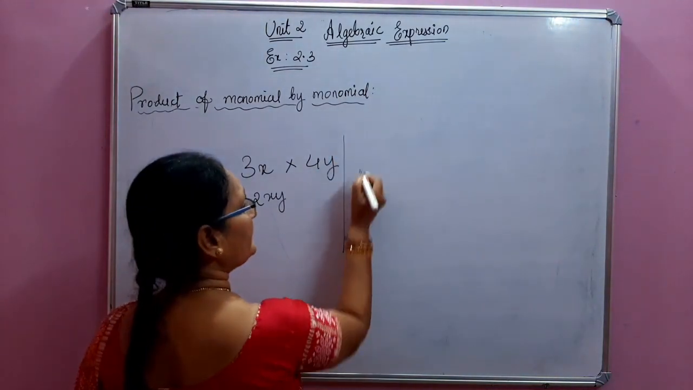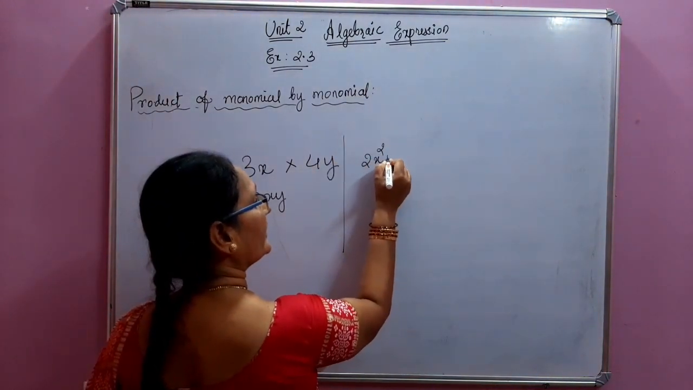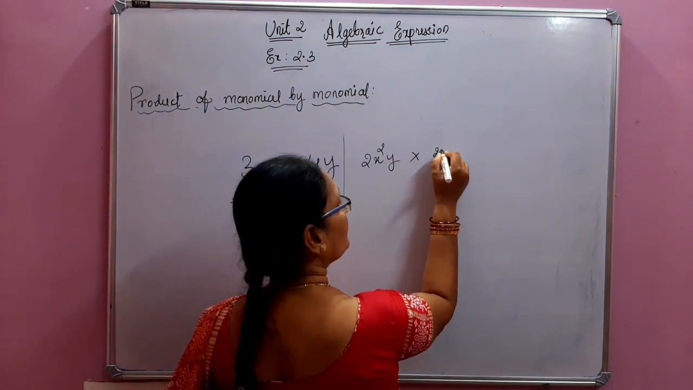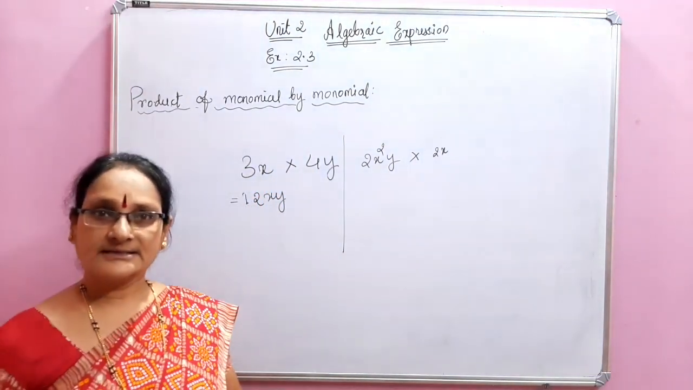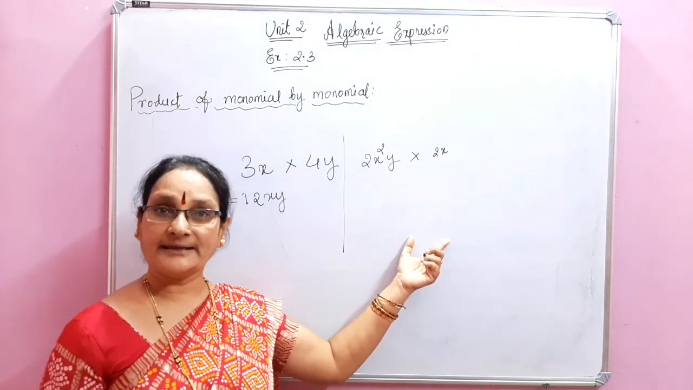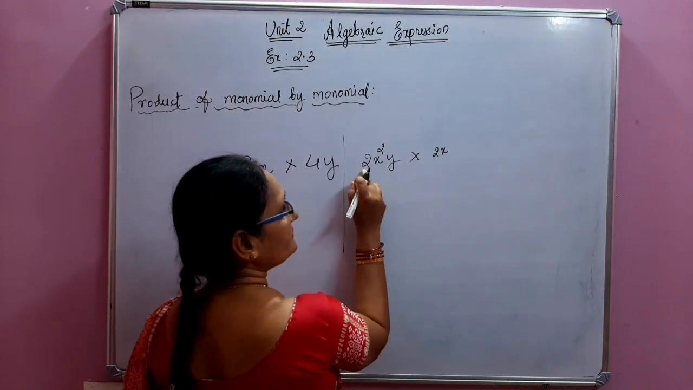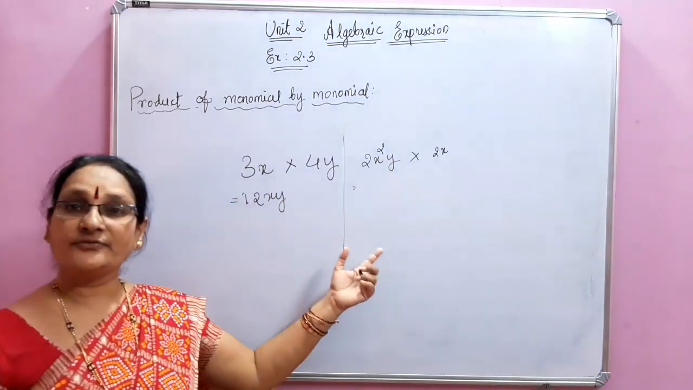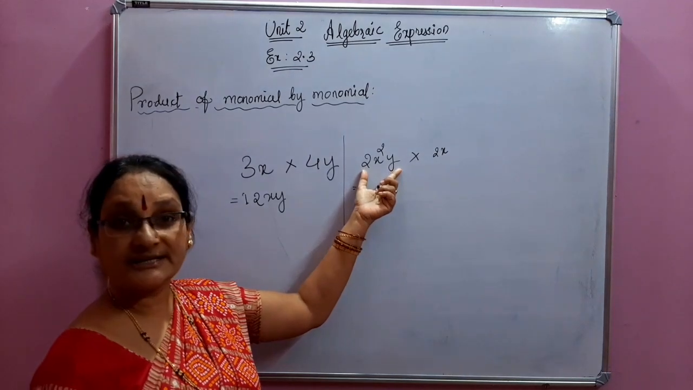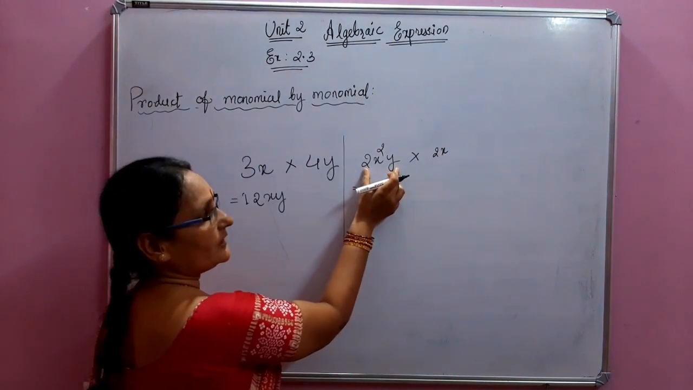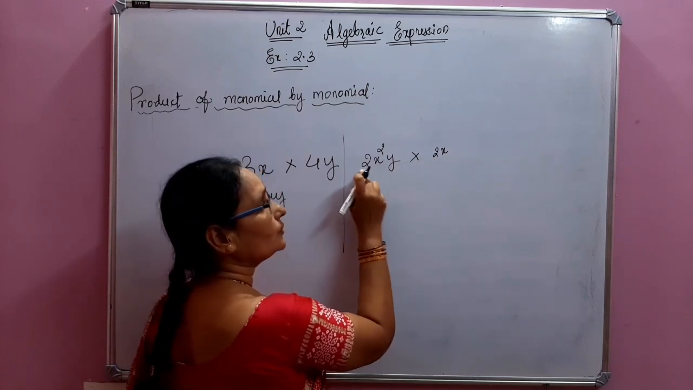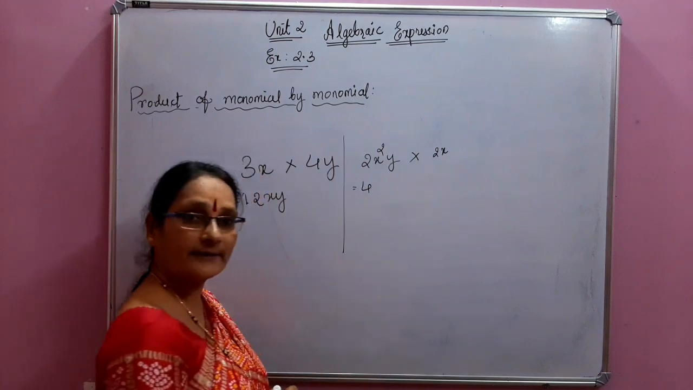Now one more example let me take. 2x square y into 2x. See here students, both are monomial. So then how to multiply? Let us see. First we have to multiply the numerical coefficients of both the monomials. What is the numerical coefficient in this term? In this term numerical coefficient is 2. In this term also numerical coefficient is 2. 2 2s are 4. Okay.